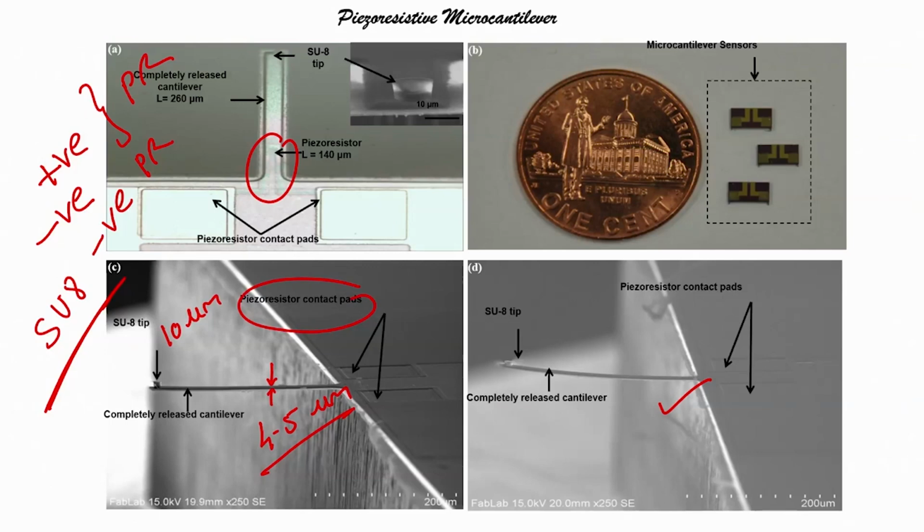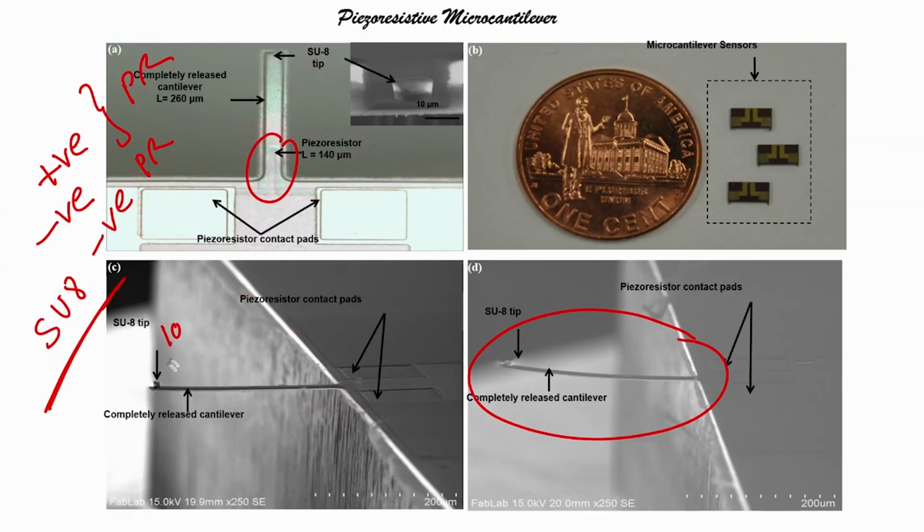Okay. Now, you can see here this cantilever is also completely released, but there is a bend in the cantilever. You can see this bend, right. So, why does this bending occur? Why is this cantilever bent? And the cantilever that you can see on the left side is not bent, it is straight. That is the first question.